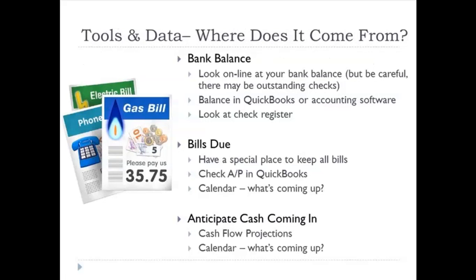So where do all these numbers come from? Well, your bank balance, you can go online and look at your bank balance to see it there. I do want to caution you to be careful about relying on your bank balance in your online account because there may be some outstanding checks. So as an example, let's say payroll was yesterday and you're today doing the task of monitoring your cash balance. If you sent out all these checks yesterday, not all of them may be cashed. So whatever your bank balance says online may be artificially high because you've got a lot of outstanding checks.